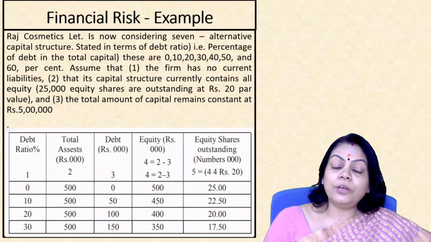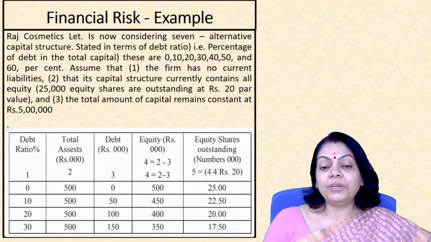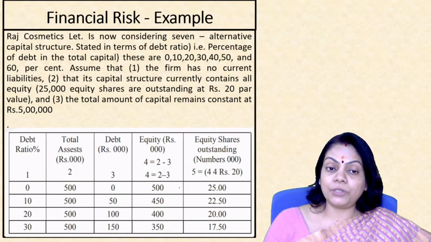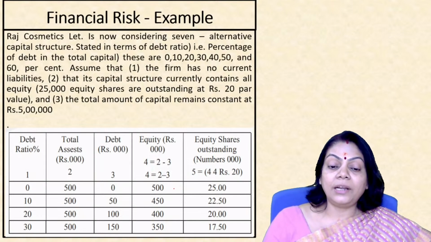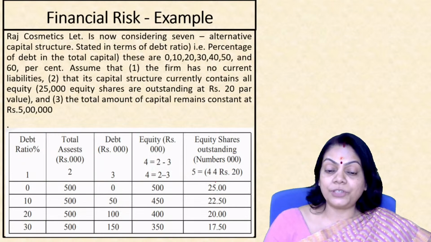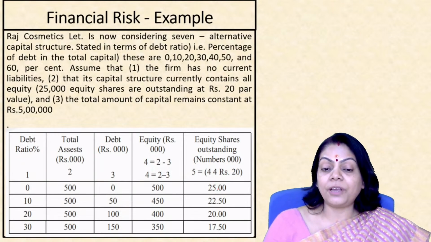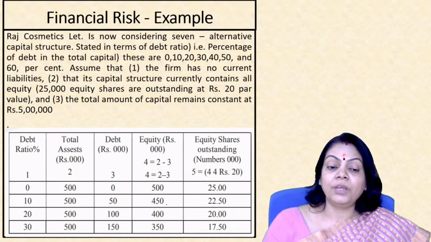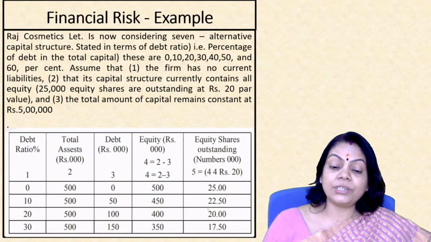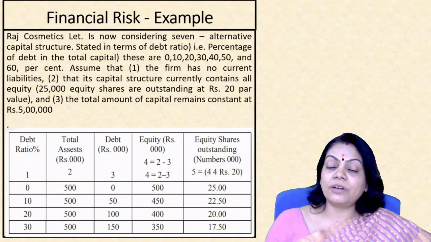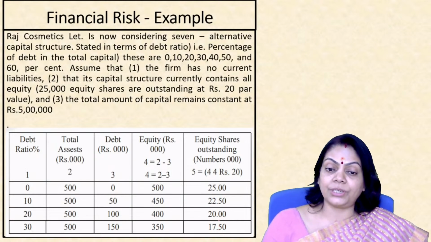Now, how many equity shares will be issued here? Because this is the equity capital divided by 20 rupees, which is the price of the equity share. I divide by 20, so I get the number of shares. Here 500 divided by 20 gives me 25, which means 25,000 shares. In the second plan, I'll have 22,500 equity shares. Third case 20,000, and fourth case I'll have 17,500 equity shares.